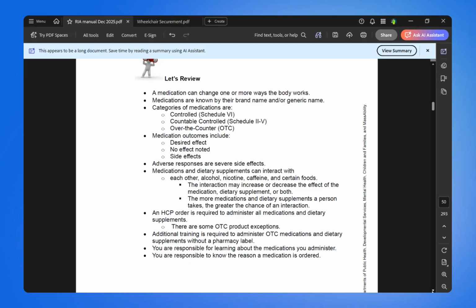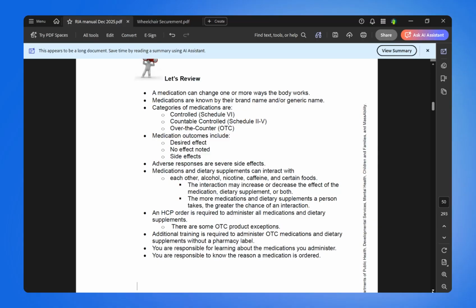Medication outcomes include desired effect, which is when it does what it's intended to do. No effect noted means nothing happens. It doesn't take care of that headache or backache. Or there are side effects. So somebody takes Benadryl for a rash and they end up getting very sleepy. Adverse responses are severe side effects.